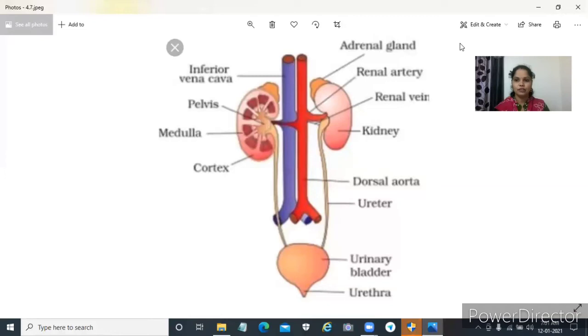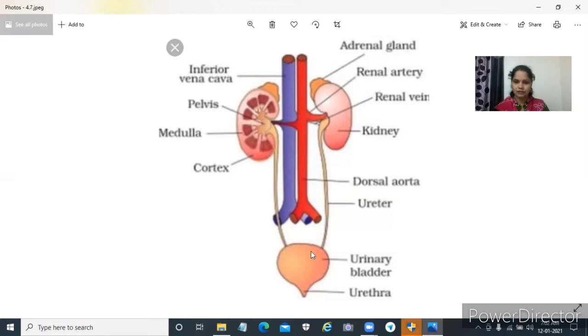The third point of the human excretory system is the urinary bladder. Look at this structure. It is a median, pear-shaped structure. It is a hollow, muscular organ. At the base of that urinary bladder, there is a small inverted triangular part. So that is the base of the urinary bladder, and this is the apex of the urinary bladder.